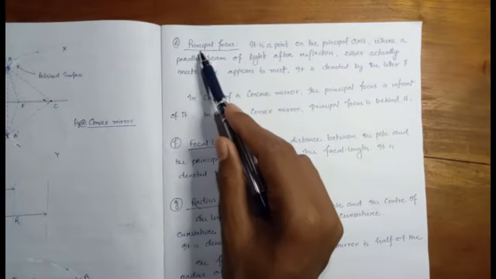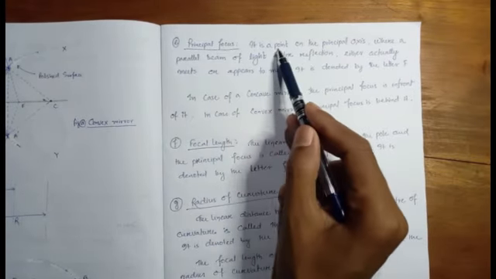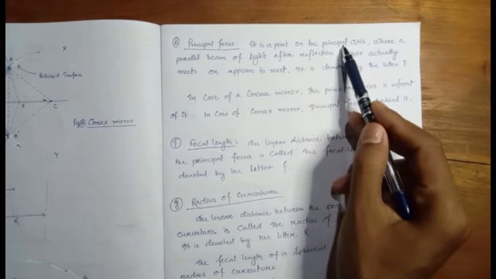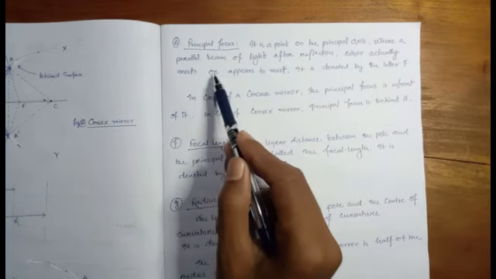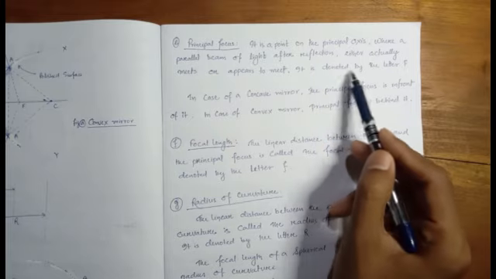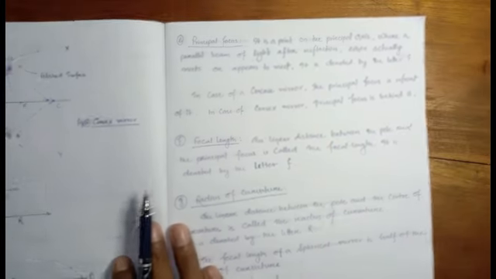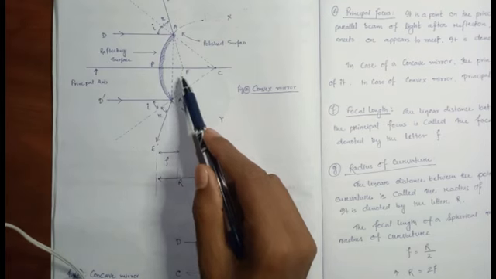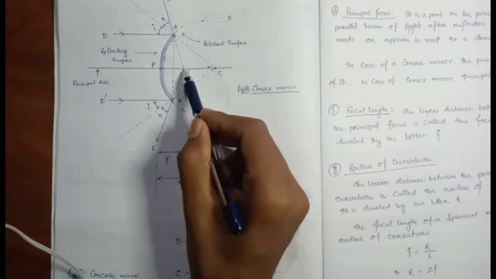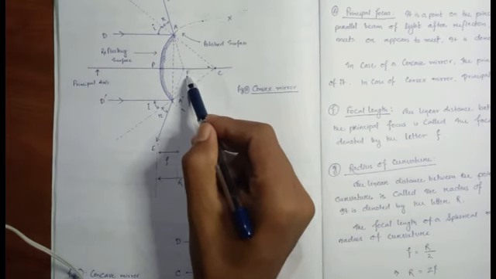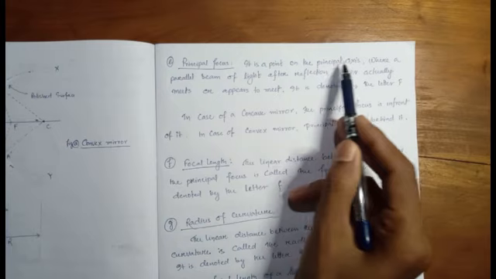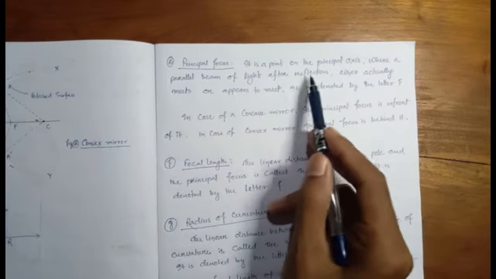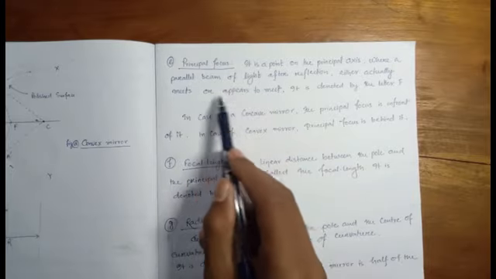Next term is principal focus. It is a point on the principal axis where a parallel beam of light after reflection either actually meets or appears to meet. It is denoted by letter F. So you can see here in this figure, this point is called focus, simply represented by letter F. So what is the characteristic of this point? It is a point on the principal axis where the parallel beam of light after reflection either actually meets or appears to meet.